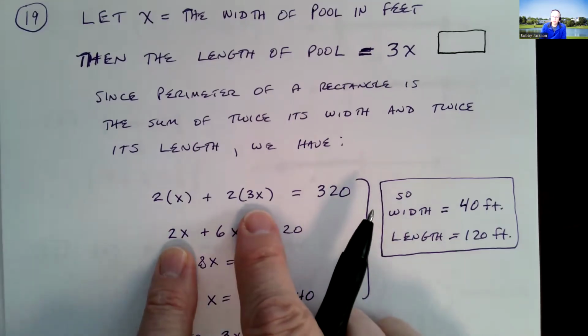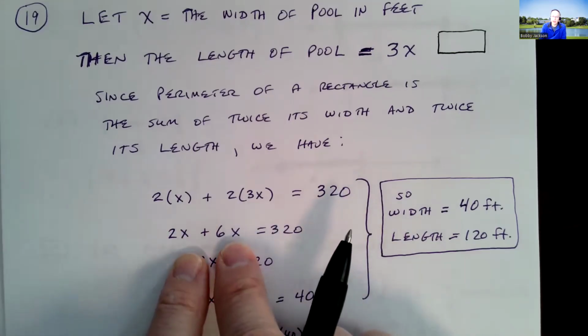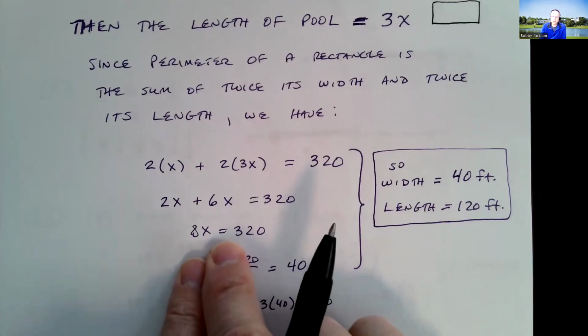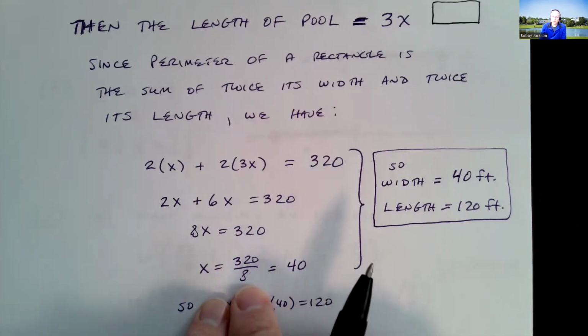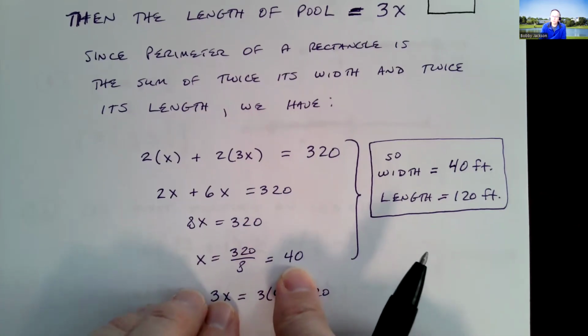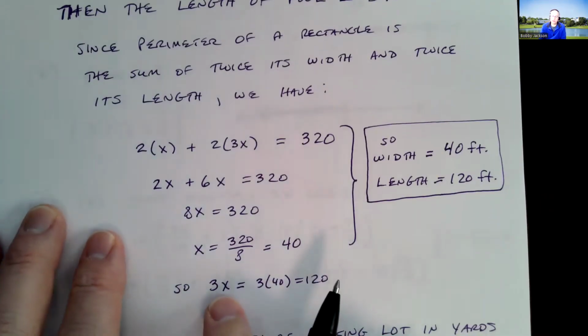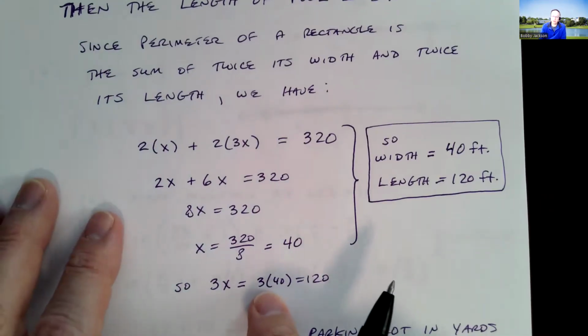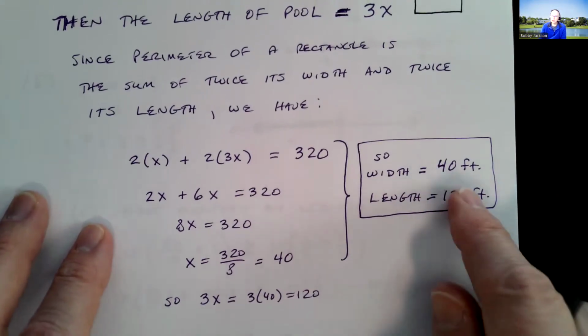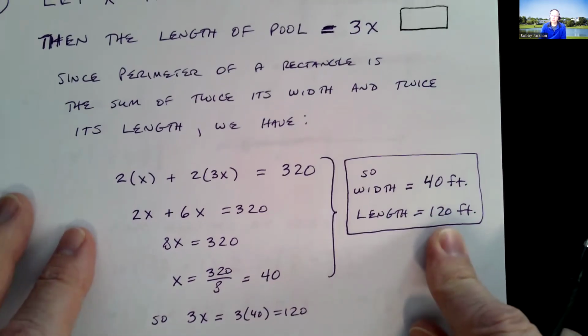2X here. 2 times 3 is 6X. Add 2X to 6X gives me 8X. And then divide 320 by 8 gives me 40. Okay, that must be the width, right? Remember, X was the width. Well, what's the length? Well, it's 3 times whatever X is. So 3 times 40 is 120. So the width of the pool is 40 feet. The length is 120 feet.